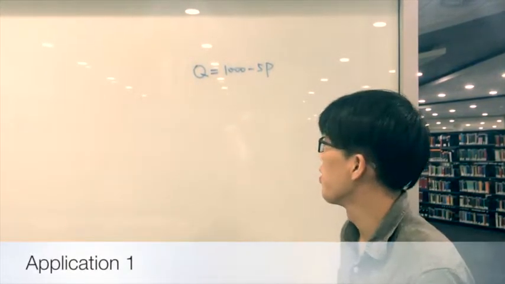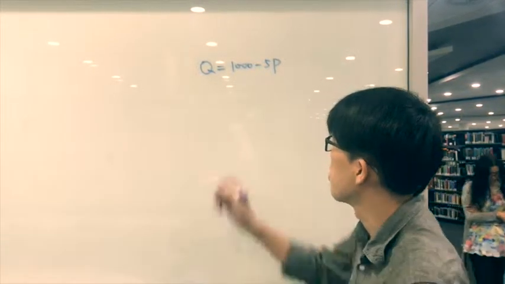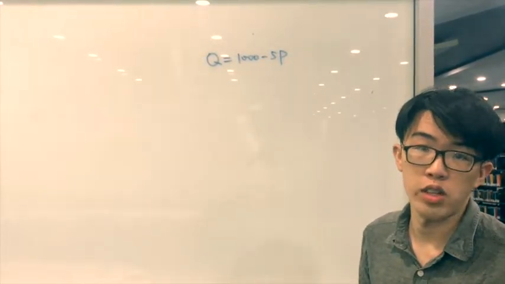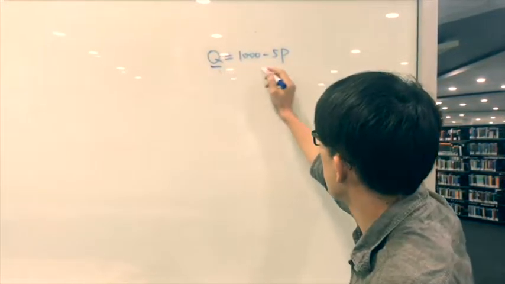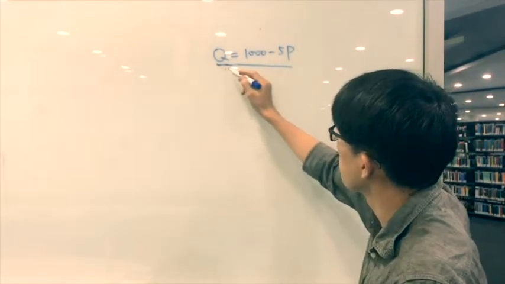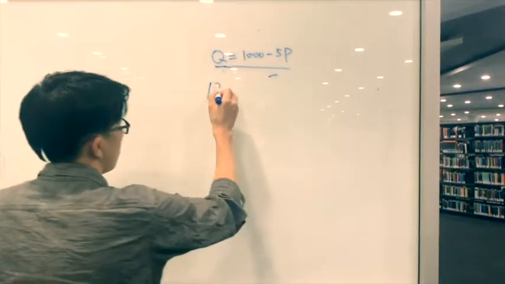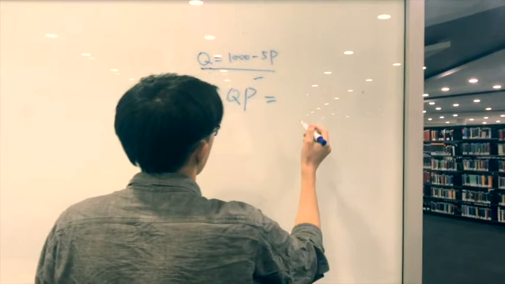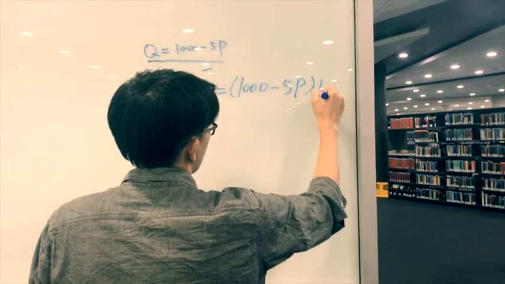Okay, now I will show you how maximization is used in our real life. For example, there is a company that wants to make a product, but they don't know how to maximize their revenue. So what should they do? We know the quantity depends on the price, and the function is q equals 1000 minus 5p. Then the revenue equals q times price, which is (1000 minus 5p) times p.